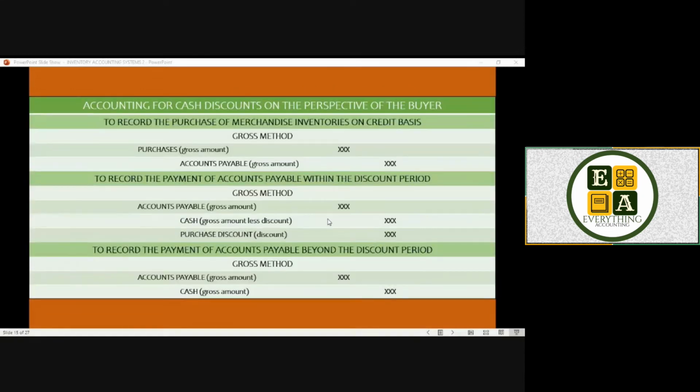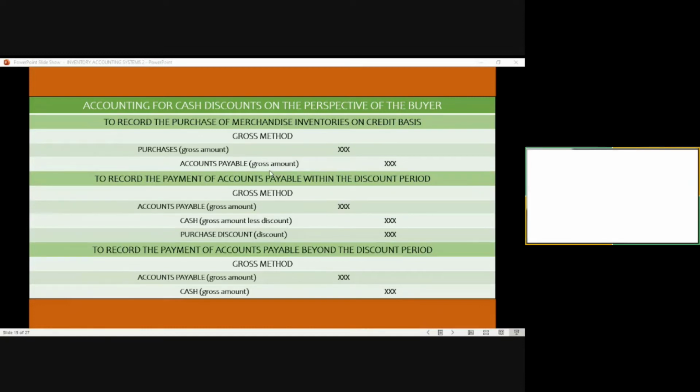So, accounting for cash discount on the perspective of the buyer. Unahin natin yung perspective ni buyer. So under gross method, purchases is debited to the gross amount. Then accounts payable, sabihin na lang natin accounts payable, naka-credit siya at a gross amount.